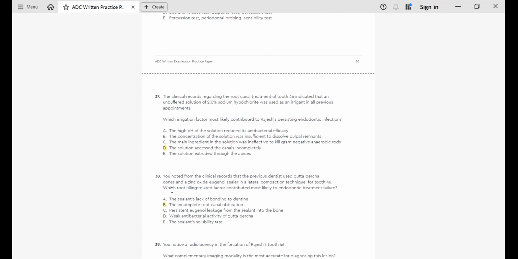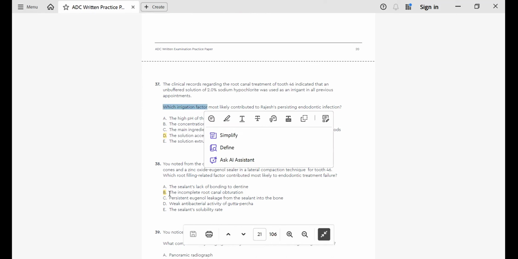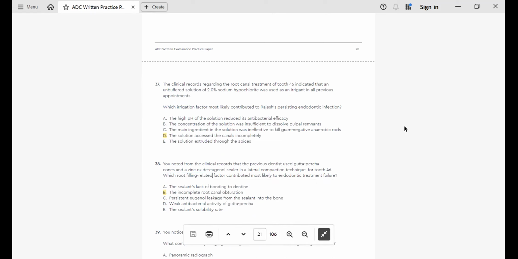The same again: which root filling related factor contributed most likely to endodontic treatment failure? Now, why I'm emphasizing this: for certain questions in the portal, when we get feedback from the candidates, they tell us the question mentioned what is the cause of the pain, or the cause of the failure, or the cause of the persisting endodontic infection, and I have answered those questions according to that in the portal. But when you see statements like this, which I believe did exist in the paper, because of course the candidate does not remember everything once they sit the exam and give us feedback, it becomes so nice and easy for you to select the right answer.